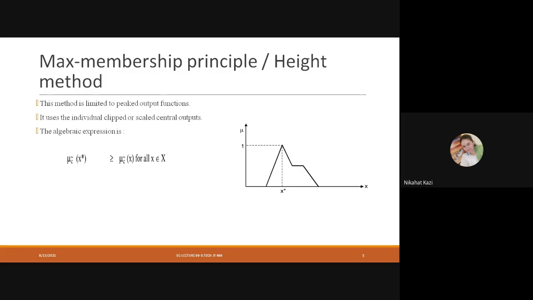And what is the graphical representation of this? So if this is the kind of landscape that you have, then by applying the max membership principle or the height method, the defuzzified value is the one which is shown here. That is this peak. This is the highest peak. So this is the defuzzified value by the height method.